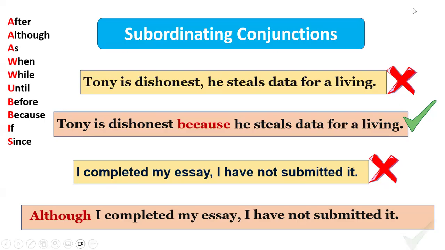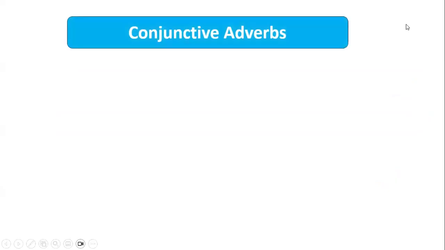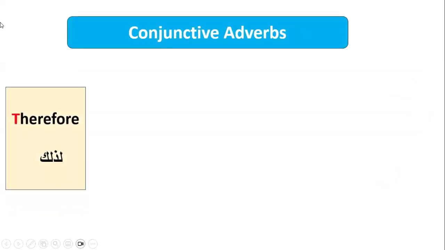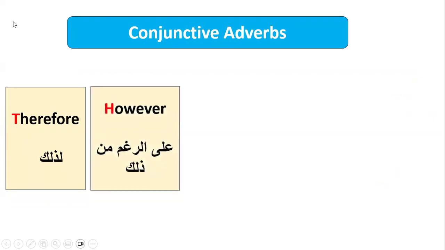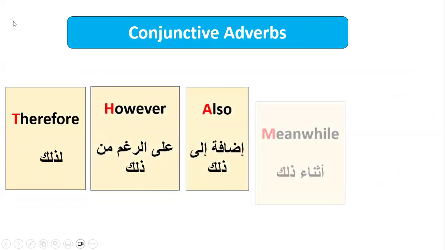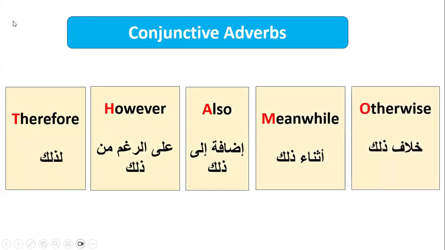So this one is correct now. Let's move to another type, conjunctive adverbs. There are so many of these, but I'm choosing again the most common ones: therefore, however, also, meanwhile, and otherwise.